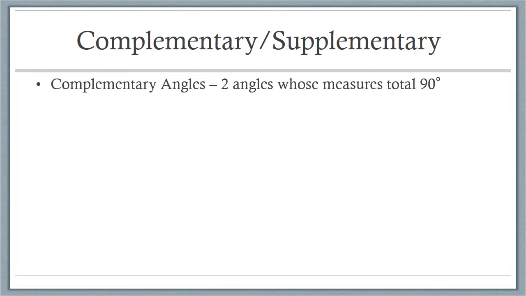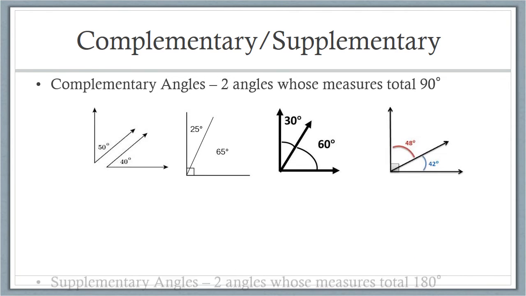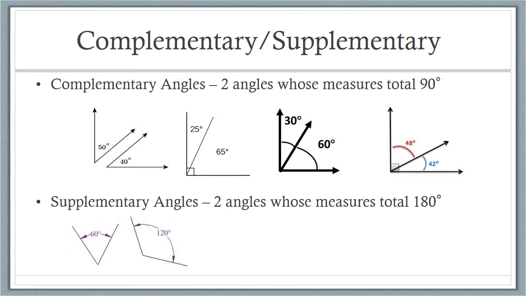Complementary and supplementary, you should know already. Complementary are two angles that total 90. Complementary angles total 90 degrees. Here are some examples. They do not have to be connected, but they may. And supplementary angles are two angles whose measures total 180. Again, it's not necessary that they're connected, although they could be.